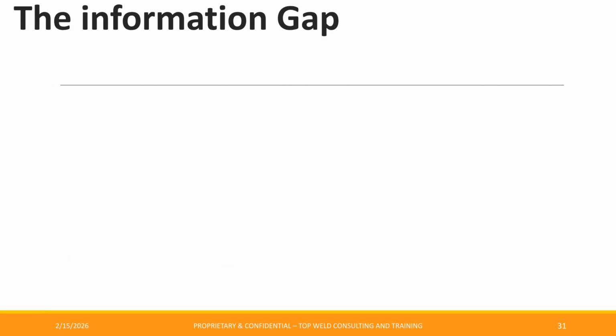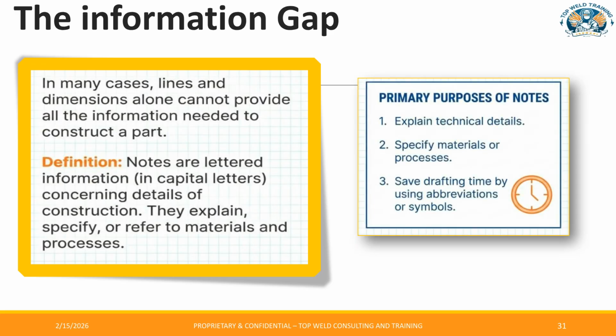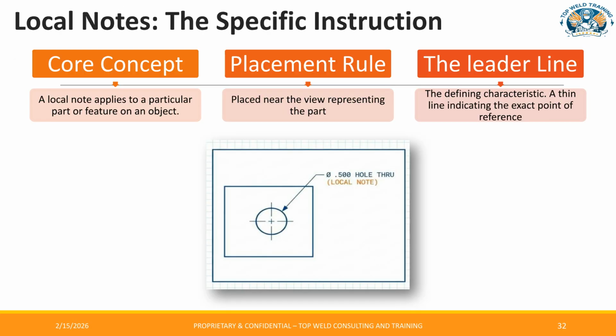Welcome to Unit 3. In this segment, we address the information gap, the critical details that exist beyond the lines of a drawing. Understanding these notes is essential for accurate fabrication and professional welding. Local notes provide specific instructions for a particular feature. These are placed near the relevant part and use a thin leader line to indicate exactly where the requirement, such as a specific weld type, applies.